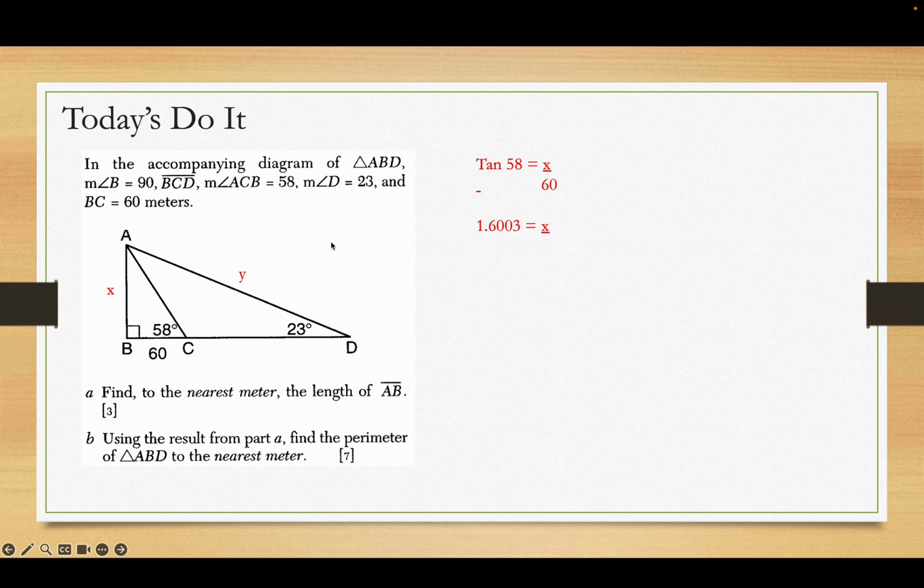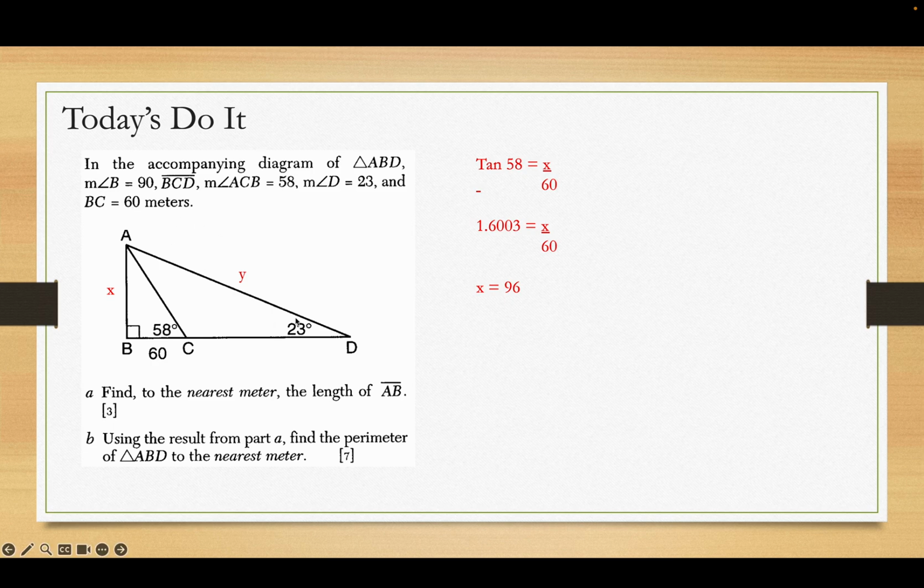I then use my handy dandy calculator to find out that the tangent of 58 degrees rounded to 4 decimal places, which is kind of traditional, is 1.6003. I then cross multiply, which means multiplying that by 60, and it works out that X is 96. So I have my first full side of the big triangle. Now let's go back and get Y.